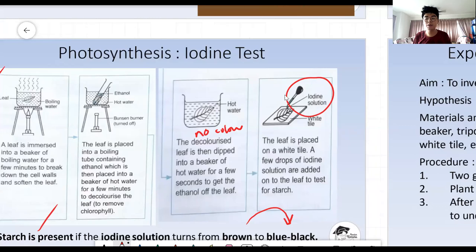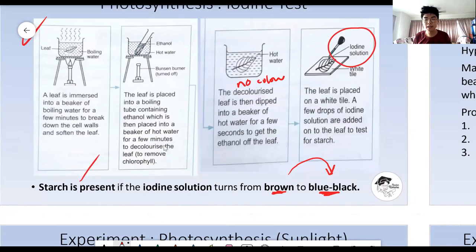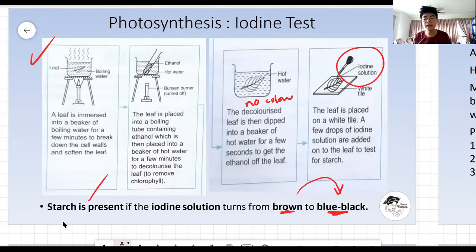So this is telling you how you test it. If they carry out the iodine test, this is the result you want to see. Inilah pemerhatian yang kamu mesti dapatkan. Starch is present if the iodine solution turns from brown to blue-black.